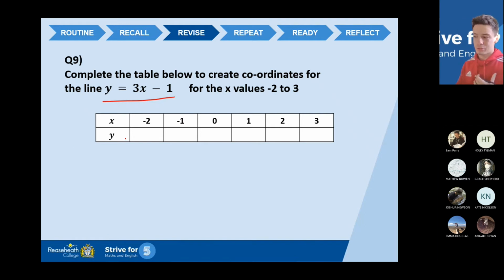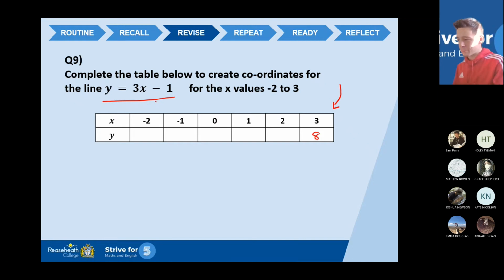Now, if you're my students, you know that we should start at this end of the table. Why? Because that's where the positive numbers are. That's where the nice numbers are. So we're going to do 3x minus 1. So 3 times 3, and then we're going to take away 1. So 3 times 3 is 9. Take away 1 is 8. Okay? We're going to move on.